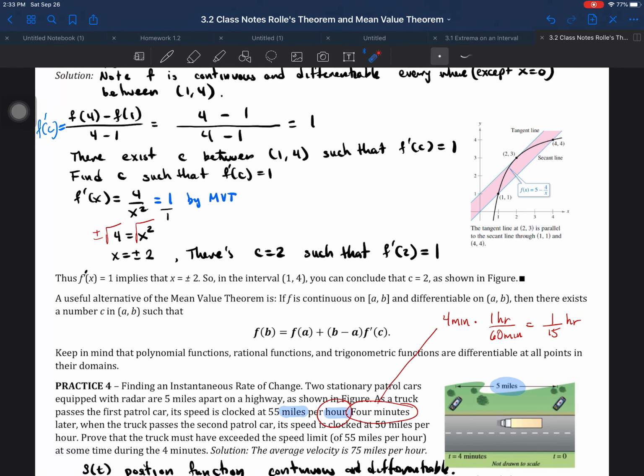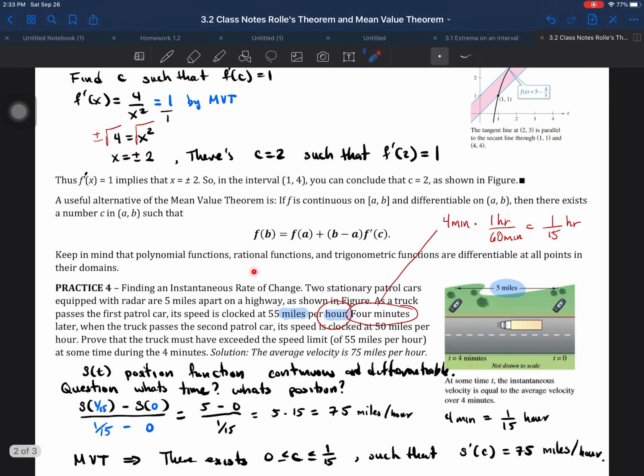Keep in mind that polynomial functions, rational functions, and trigonometric functions are all differentiable at all points in their domain. So you want to keep that in mind. Maybe highlight this, keep that handy.